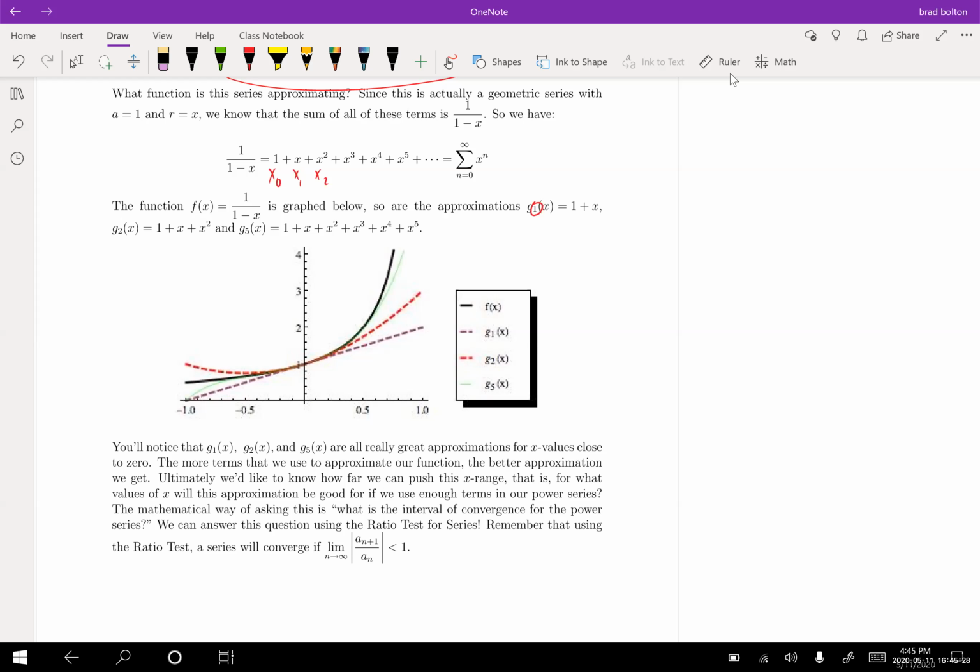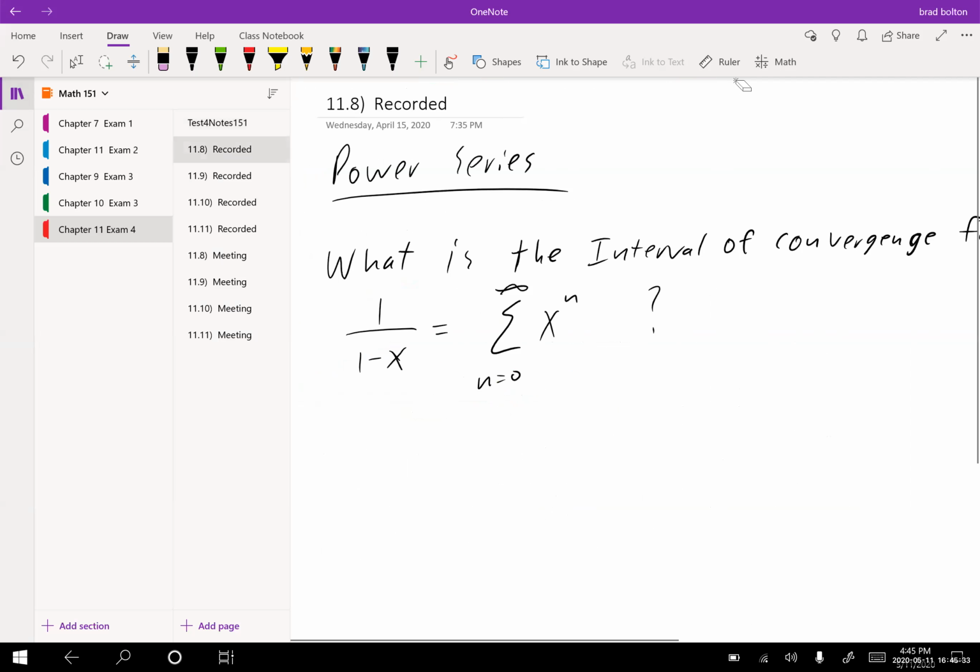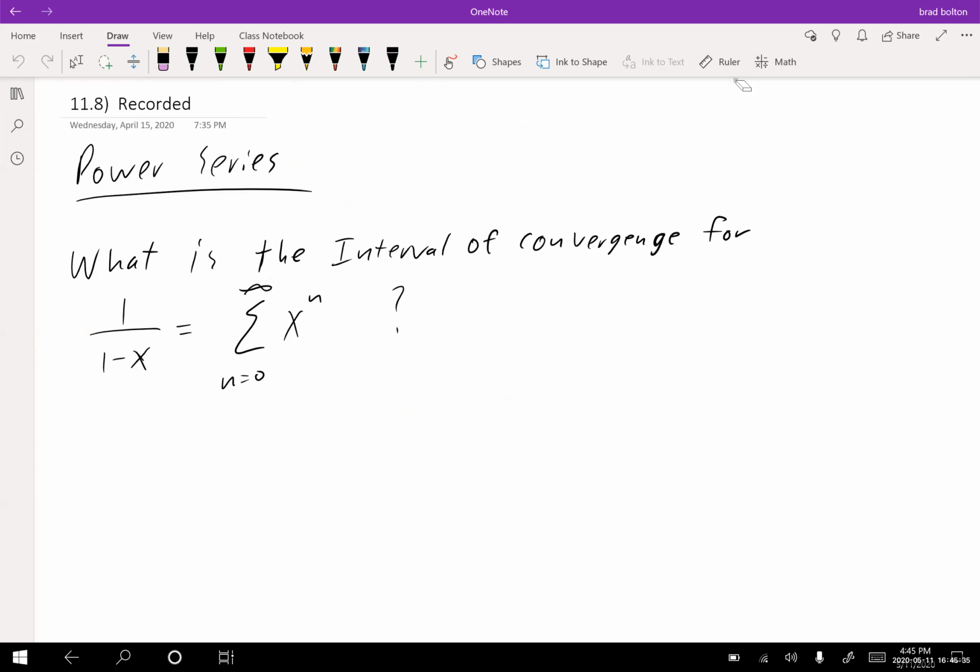We're gonna use the ratio test to do this, all right? So let's take a look at the ratio test and power series. So 11.8 is talking about power series, and all a power series is a series that has a variable to a power. That's in general. When I was younger, I used to think power series was so amazing because it had all this power, which it does, but it really is talking about an exponent. Okay, so we're going to say, what is the interval of convergence for 1 over 1 minus x equals the series x to the n.